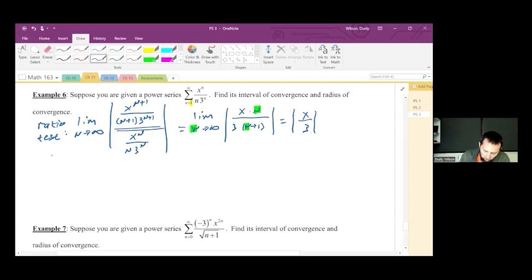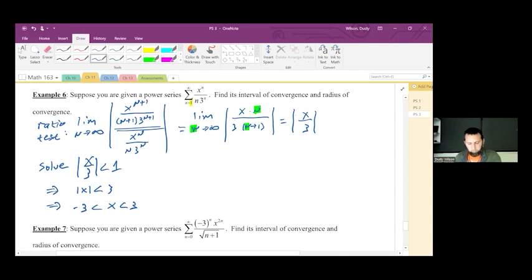Again, we're using the ratio test. So we need to solve for where the absolute value of x over 3 is less than 1. This would be where the absolute value of x is less than 3, or between negative 3 less than x less than positive 3. Now, notice that this tells us where we converge absolutely. We're not sure what's happening at our endpoints. So we still need to test the 2 endpoints.